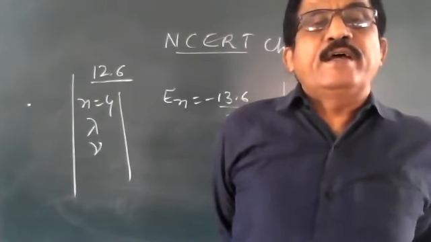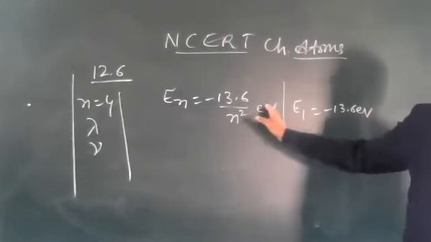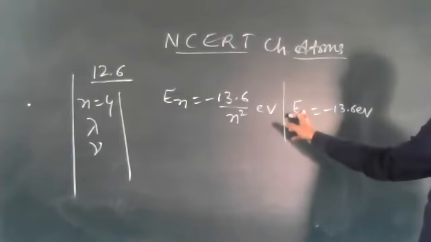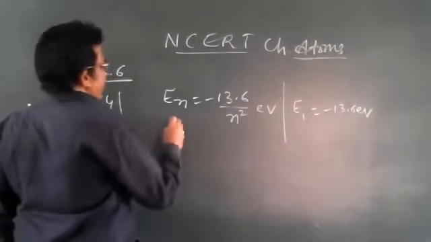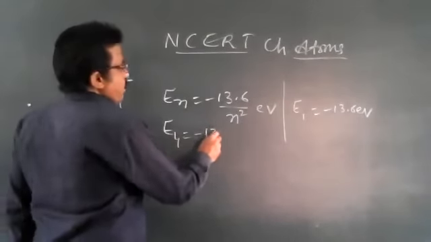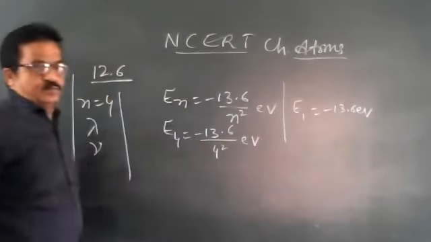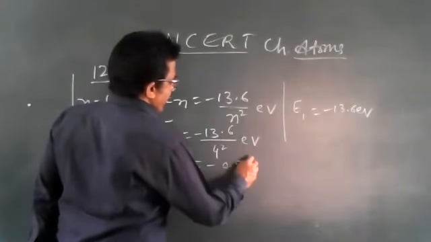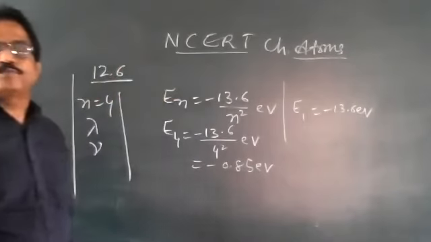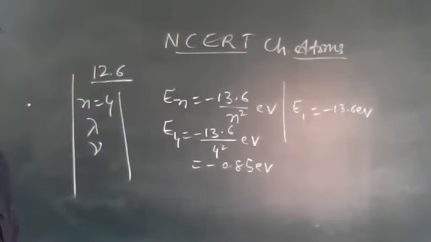So here, now it's okay, write down. This is the energy in the first orbit, E1 is equal to this one. For n is equal to 4, put here, E4 is minus 13.6 divided by 4 square. Solve it. We know the value: that is minus 0.85 electron volt.